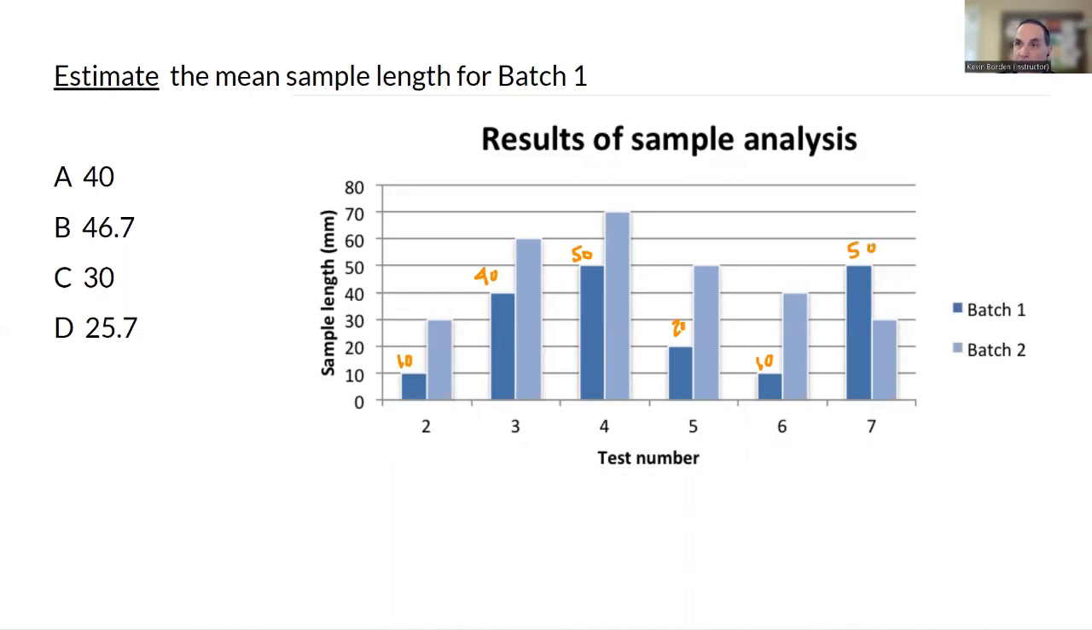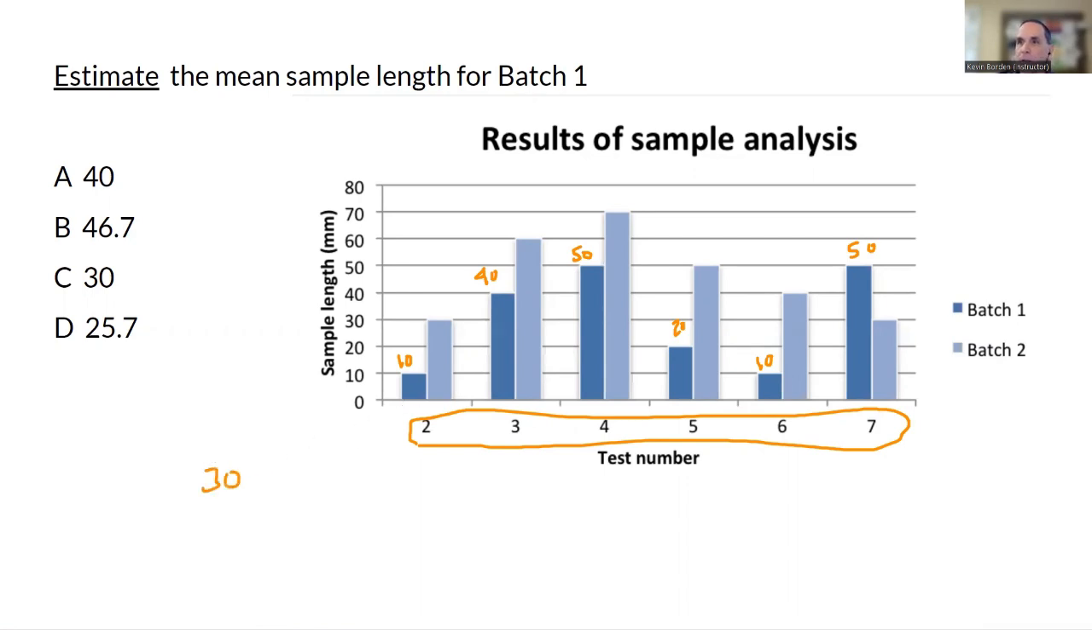Now, one thing to pay attention to is that these are test numbers. There are not 7 tests here. There are only 6. 1, 2, 3, 4, 5, 6. So we have to make sure we're going to divide by the right number. But we are going to add up all of these numbers and divide by 6. So 10 plus 40 plus 50 plus 20 plus 10 plus 50 again, and then divide by 6, and I get 30.